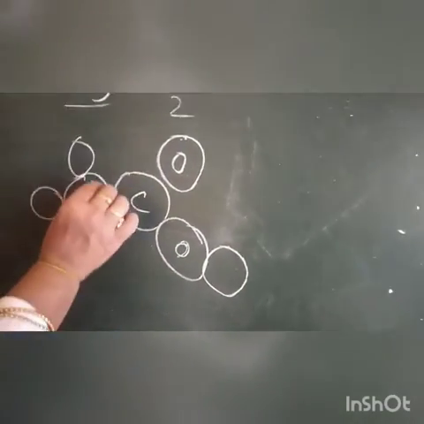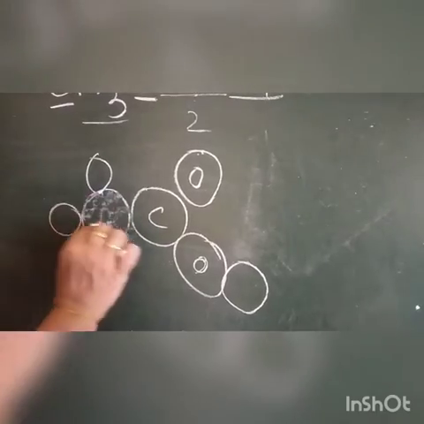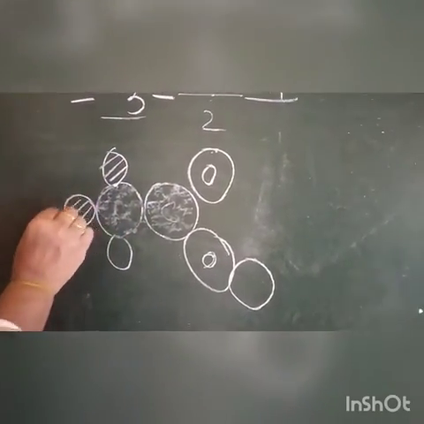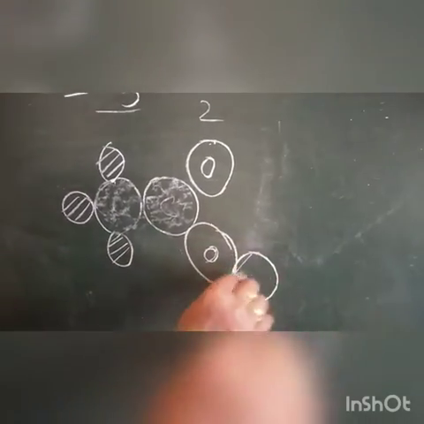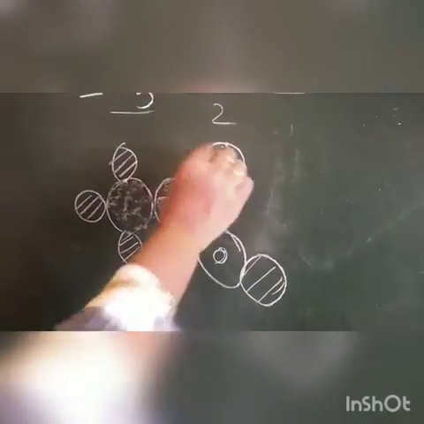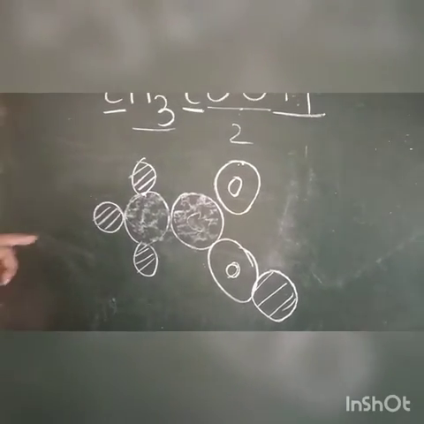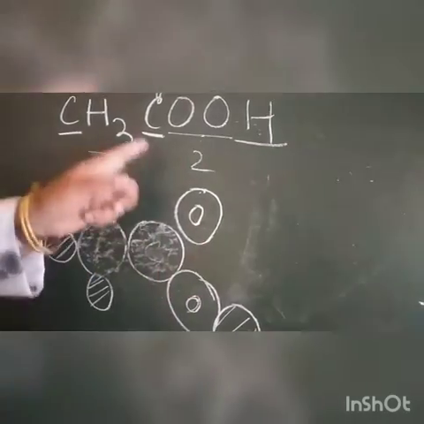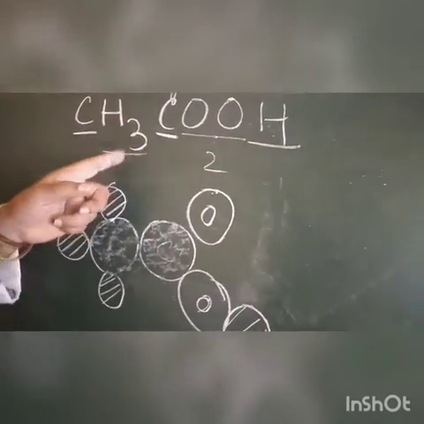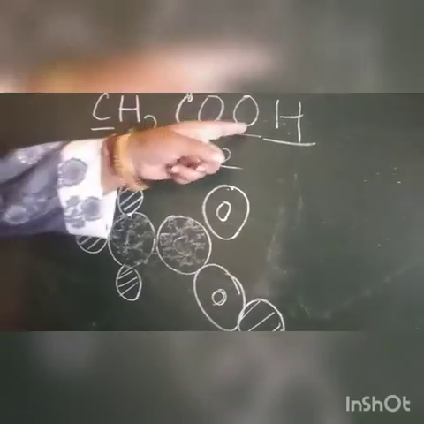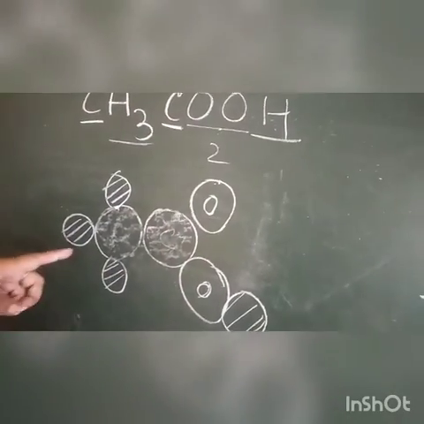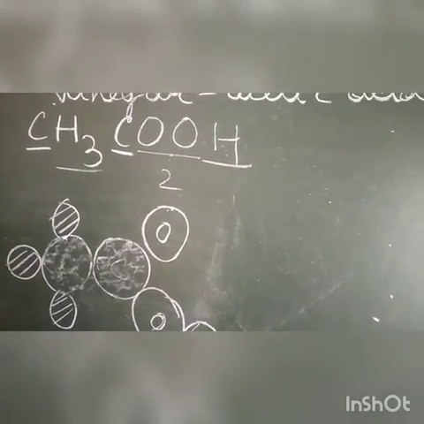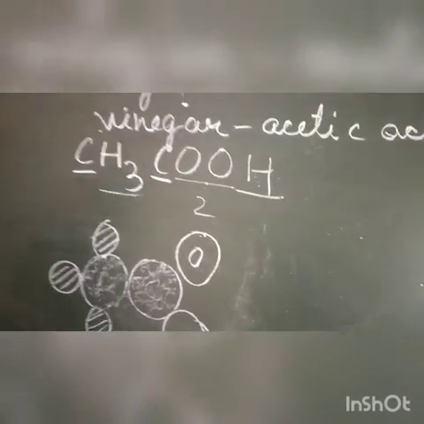So if you think this to be carbon and this to be hydrogen, just to show the difference, and this O to be the oxygen atom. See here, 2 carbon atoms are there, then 4 hydrogen atoms, and the oxygen atoms are also 2. So this is the molecule of vinegar, and this vinegar is known as acetic acid. So I hope you have understood.